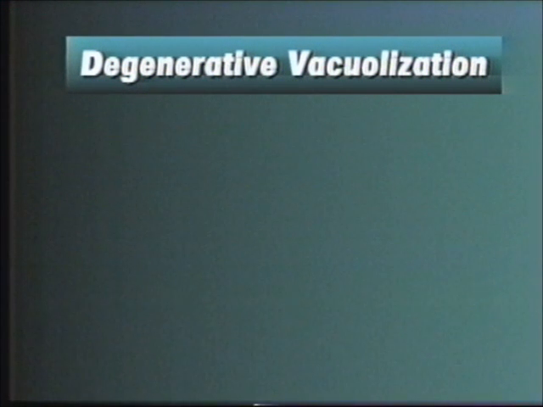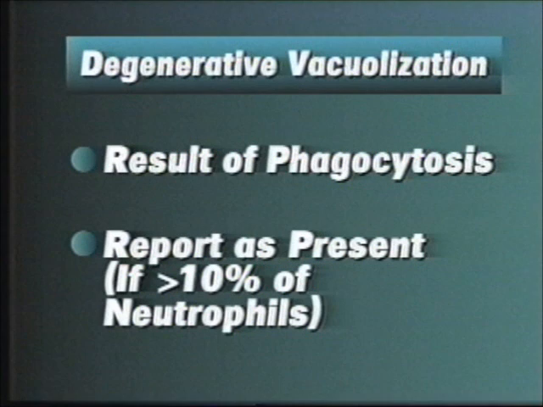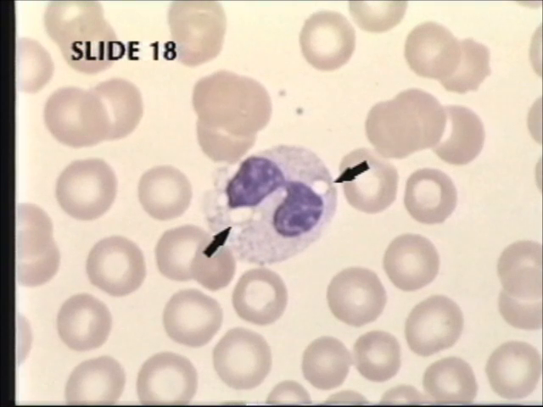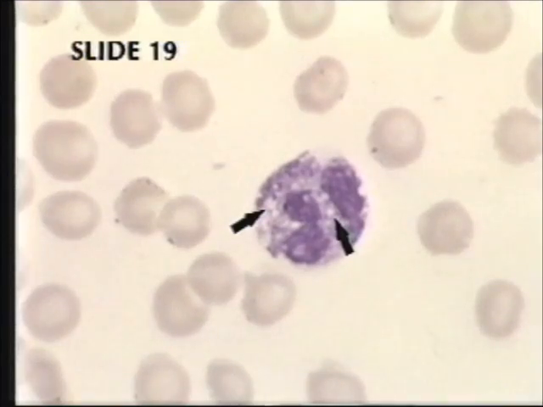Degenerative vacuoles are small holes or vacuoles in the cytoplasm of the neutrophils. They are the result of phagocytic activity by the cells and are considered a toxic finding. Degenerative vacuolization should be reported as present if it is seen in more than 10% of the neutrophils. This neutrophil has degenerative vacuoles, as does this neutrophil. The heavy toxic granulation in this cell may almost obscure the vacuoles. You have to look closely.